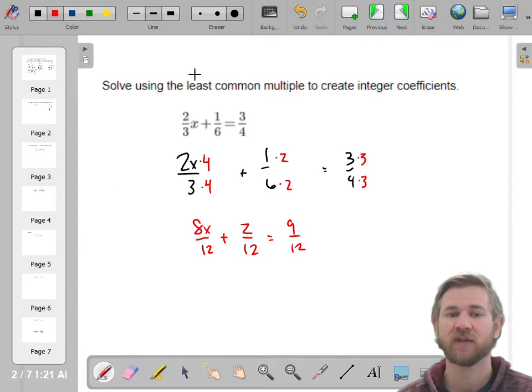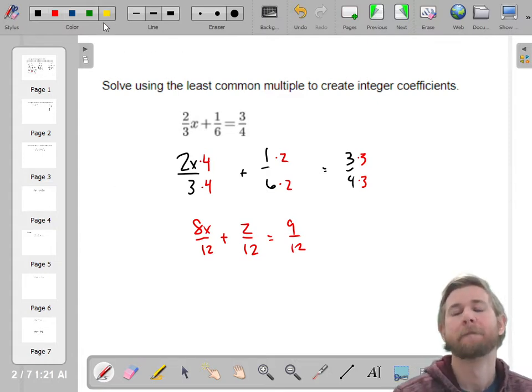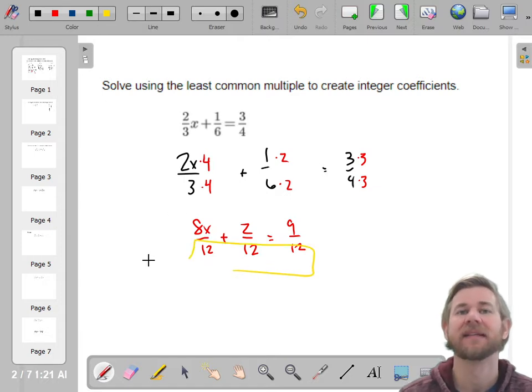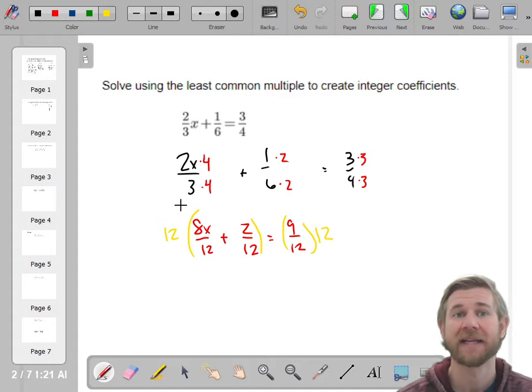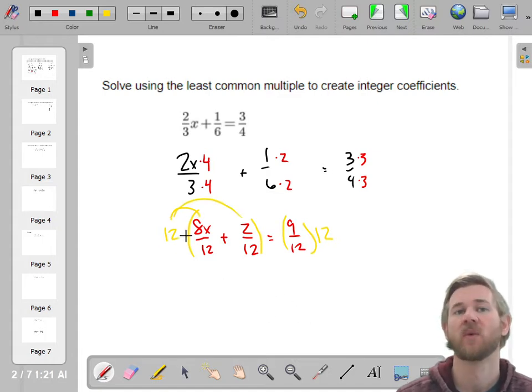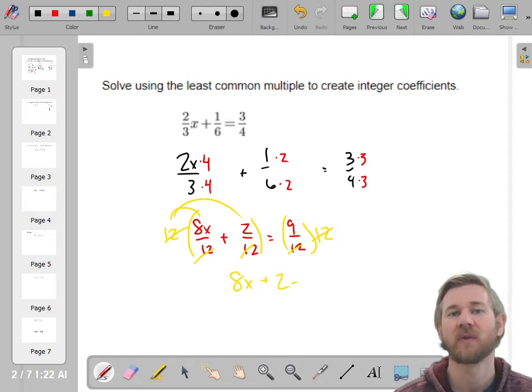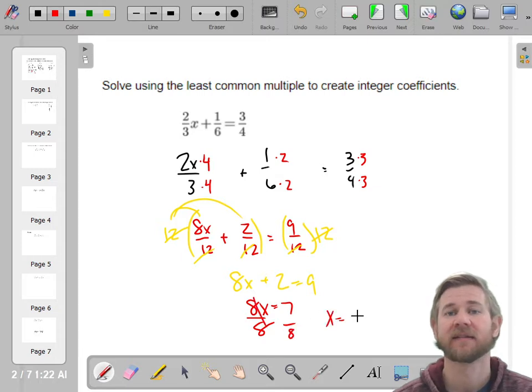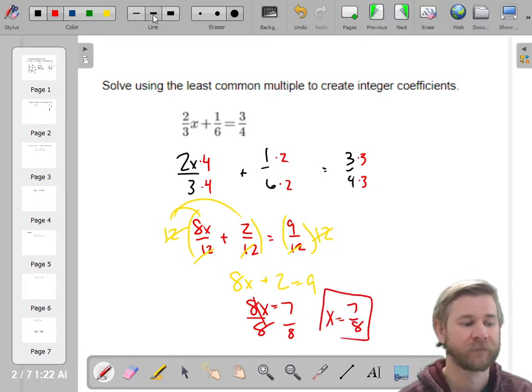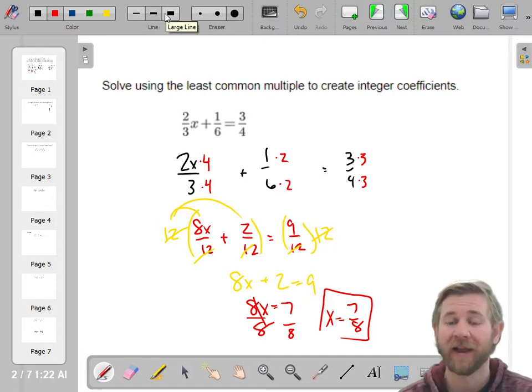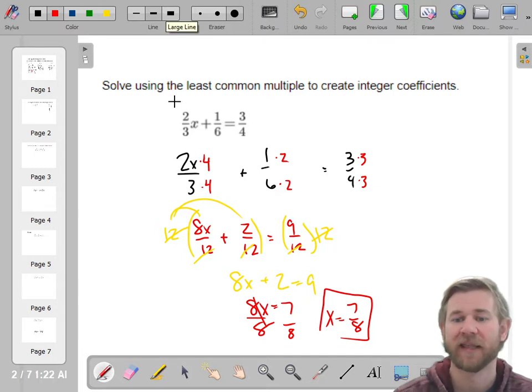Now that everything is over 12, what you can do is multiply both sides by the least common multiple. I'm going to multiply both sides by 12. And when you do that, and then you distribute that 12, 12 times 1 over 12, those cancel out, and those cancel out. And now we have 8x plus 2 equals 9. We took care of the whole denominator this way. So 8x equals 9 minus 2 is 7, which means x is 7/8. Okay, that's it. Get a common denominator for everything, and then multiply both sides by that denominator.